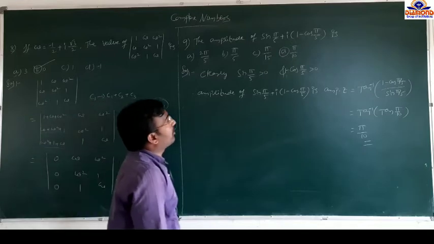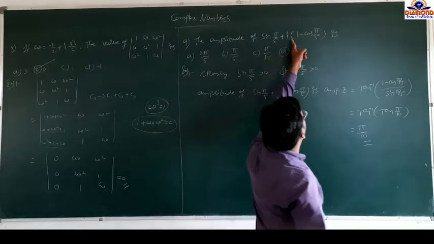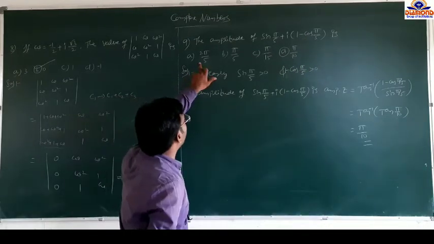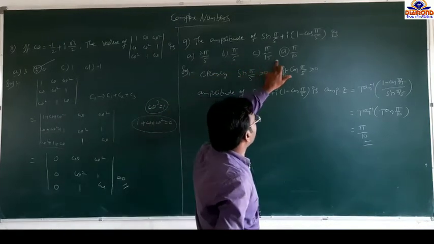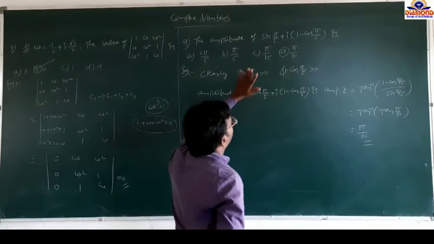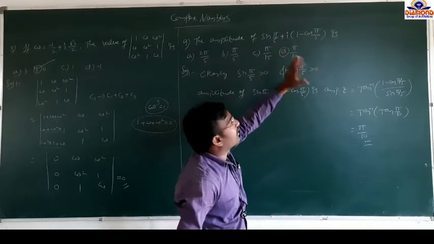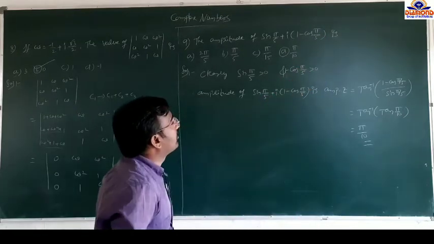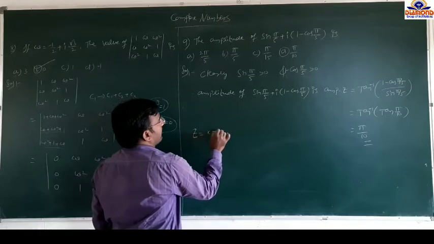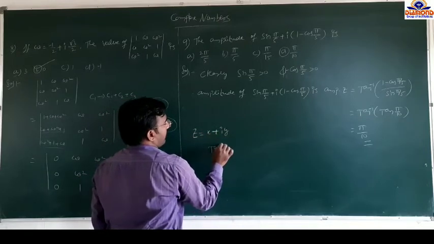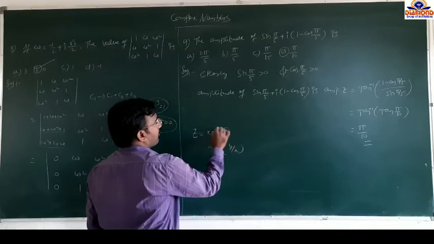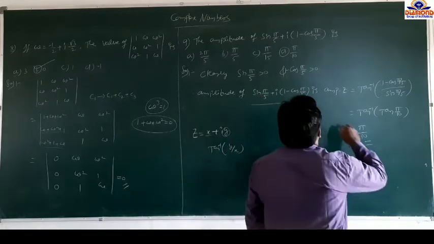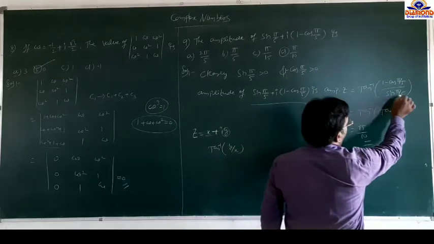Next, the amplitude of sin pi by n plus i into (1 minus cos pi by n) is: option A 2 pi by n, option B pi by n, option C pi by 15, option D pi by 10. So clearly, here the real part is sin pi by n. This is greater than 0. What is the imaginary part? 1 minus cos pi by n. That is also greater than 0. Both are positive only. So generally, amplitude of z equals x plus iy is tan inverse of y by x, imaginary part by real part. So for this function, amplitude of z is tan inverse of imaginary part 1 minus cos pi by n, by sin pi by n.